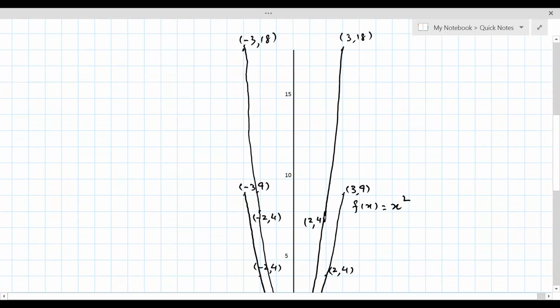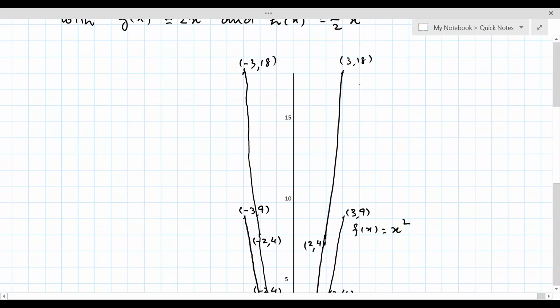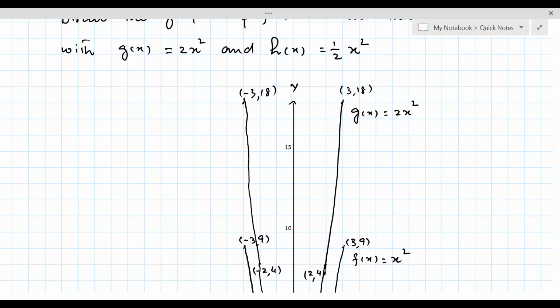So this is the new graph, and it is represented by the equation g of x is equal to 2x square. This is a stretch in the graph. Whenever the value of a increases beyond 1, like 2, 3, 4, 5, the graph of the function will stretch and become narrower and narrower, closer to the y-axis. So this is the y-axis. Now let's see if the value of a was equal to 1 by 2.